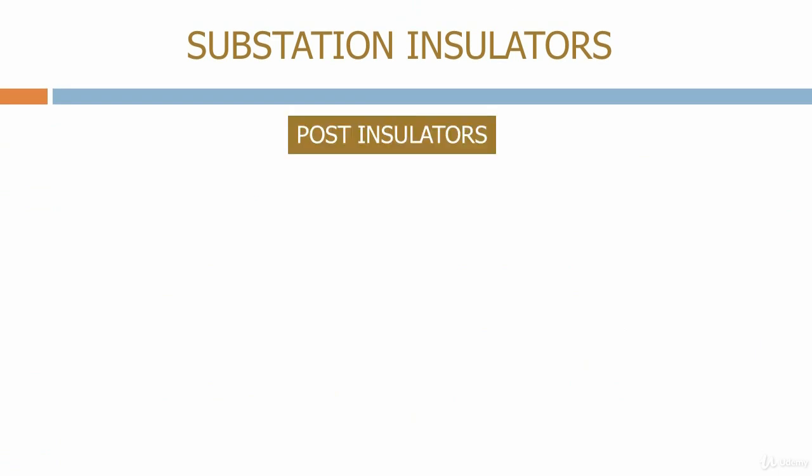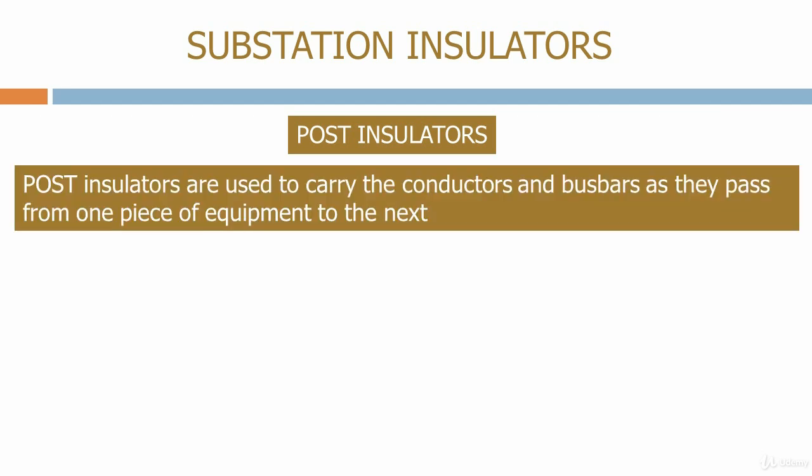One of the main types of insulators that you will see inside an air insulated substation are post insulators. Post insulators are used to carry the conductors and bus bars as they pass from one piece of equipment to the next. Here's a typical post insulator.